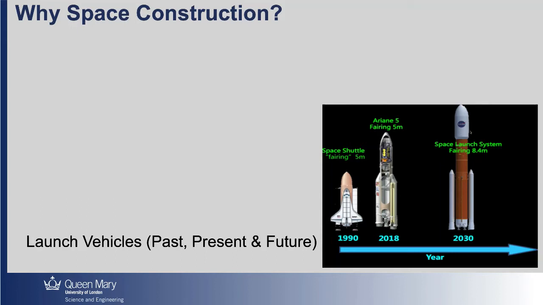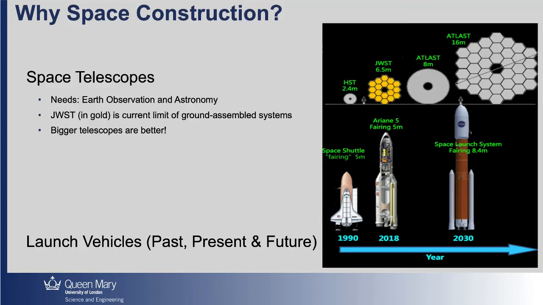Now, what we really want to put up in space at present are large space telescopes, which are used both for Earth observation and astronomy. Over here in gold, we have the James Webb Space Telescope, which has an aperture, more formally, of 6.5 meters, which wouldn't fit in any of the vehicles today, but it might fit in ones in the future. But if we want to build the 16-meter telescope, it's not going to fit monolithically, or as one unit, inside the Space Launch System.